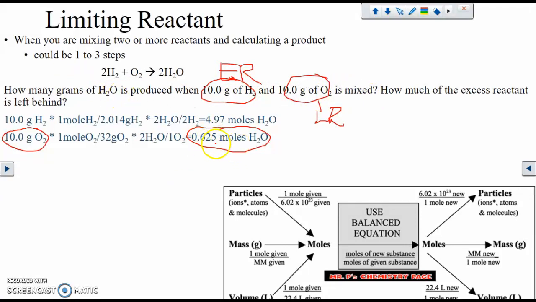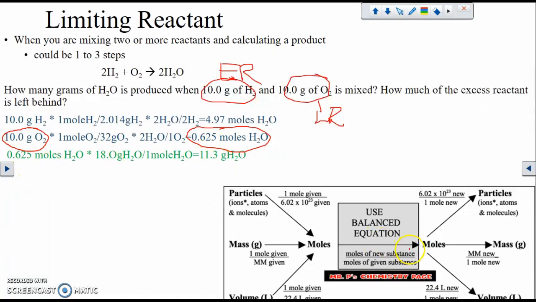So now we're going to have to keep going. We're going to use the smaller moles of water twice, actually. Once to figure out the moles of water, and the second time to figure out how much hydrogen is actually left behind. So for the first step, we use the smaller moles of water, and now we're going to keep going to find out how many grams of water is actually created.